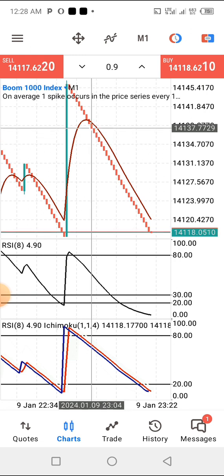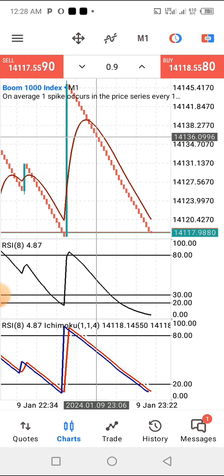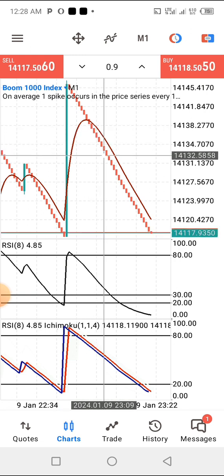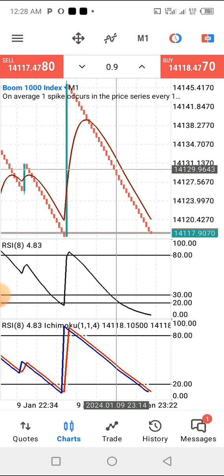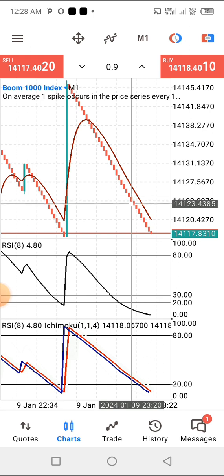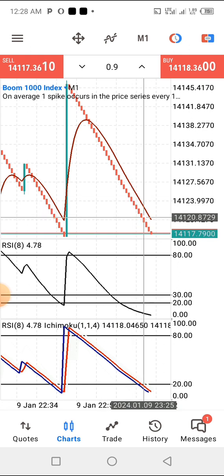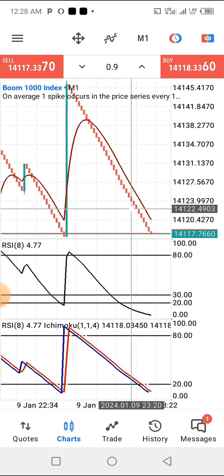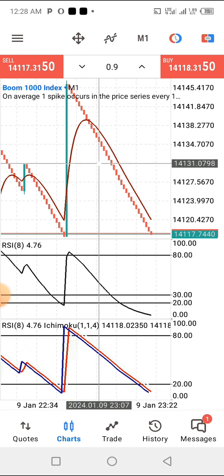So if you check here, you want to count these candles, you see that is 1, 2, 3, 4, 5, 6, 7, 8, 9, 10, 11, 12, 13, 14, 15, 16, 17, 18, 19, 20, 21, 22, 23, 24, 25, 26. It's 26 candlesticks, but we're actually just looking for 20 candlesticks. So to be on a safer side, you can just pick 10 candlesticks and you close the trade.